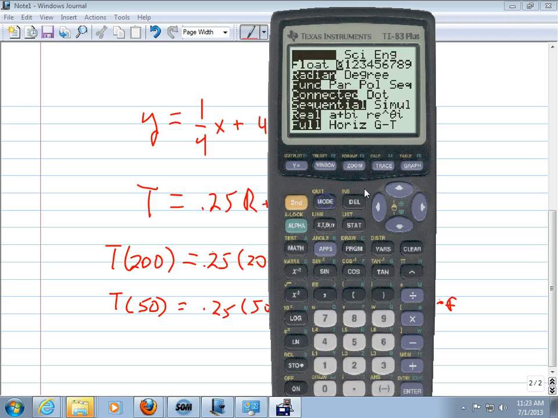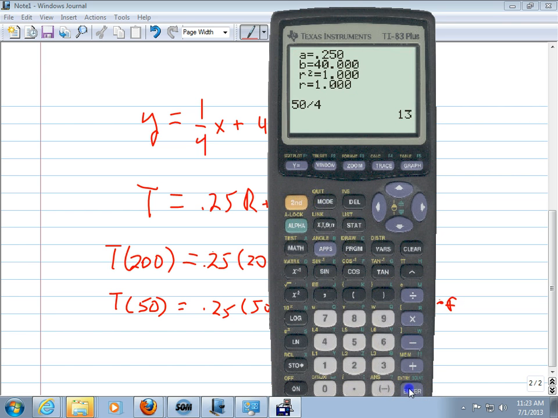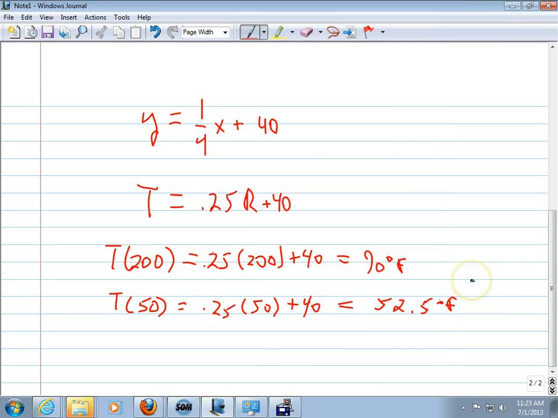If we do mode, float means it'll put the decimal wherever it wants. It floats the decimal. This is fix 3. If I fix it to 3, it gives you 3 decimal places no matter what. So now if I do that, second quit, second enter, enter, it's really 12.5. And the zeros don't matter, really. All right, so you can use a calculator if you want to do arithmetic, that's fine.